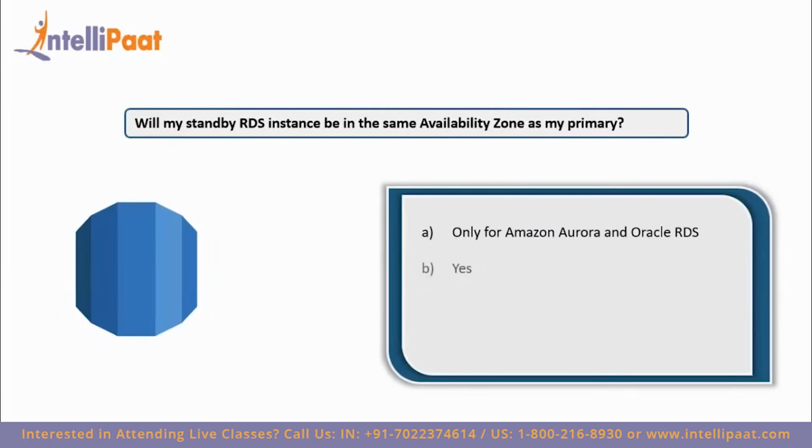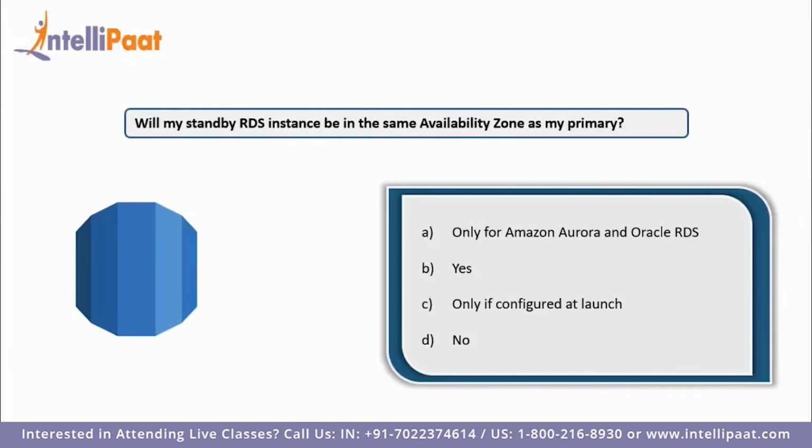Moving on, our next question is, you have a standby RDS instance. Will it be in the same availability zone as your primary RDS instance? Okay. So the options are: it's only true for Amazon Aurora and Oracle RDS. Second option is yes. Third option is only if configured at launch. And the fourth option is no.